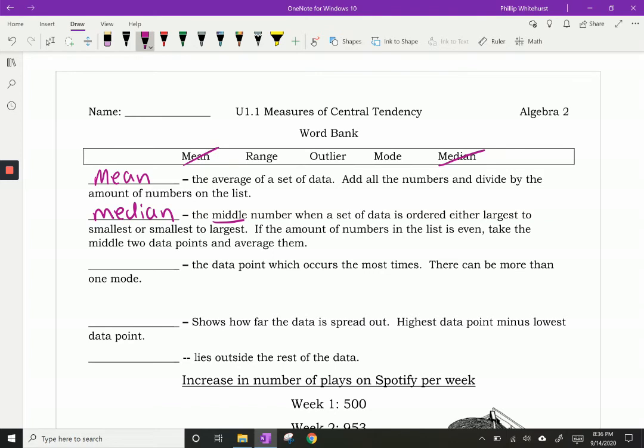Alright, the data point that occurs the most. Think of which one of these three words most closely resembles that. That would be mode. Mode is the most. So it repeats the most amount of times.